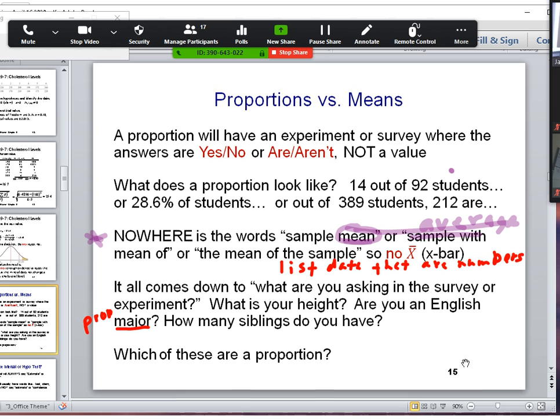All right. So now we're going to take a look at proportions versus means. So how do you know it's a proportion or mean? You know it's a proportion because it doesn't say mean or average. That's the easiest way. A mean will always say mean or average or be a mean in disguise. So it'll have an X bar or a list of data that are numbers. Whenever your data are numbers, then that's a mean. Whenever your data are yeses and nos, that's a proportion.